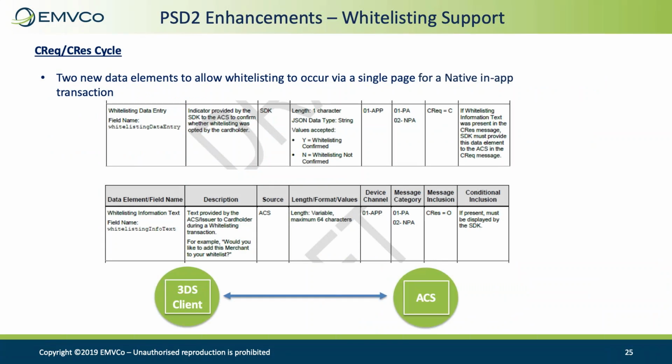Continuing on to the CREC-CRES cycle, two new data elements were added to allow whitelisting to occur via a single page for a native in-app transaction. The whitelisting data entry is the indicator provided by the SDK to the ACS to confirm whether whitelisting was opted by the cardholder, and the whitelisting information text is text provided by the ACS or issuer to the cardholder during a whitelisting transaction. For example, would you like to add this merchant to your whitelist? This is now available in a single page for a native in-app transaction.